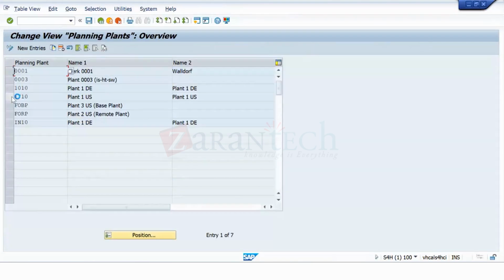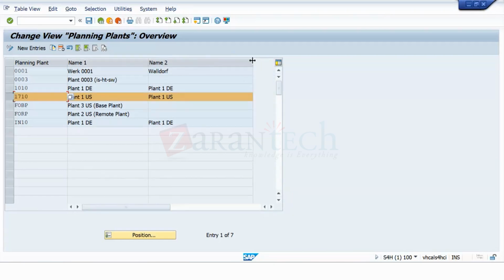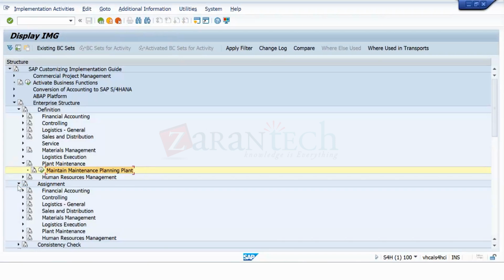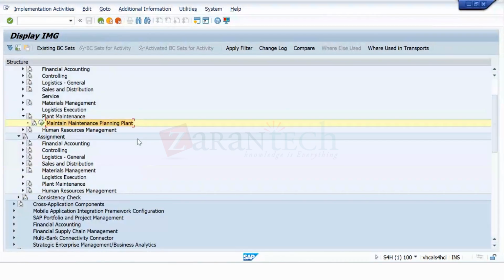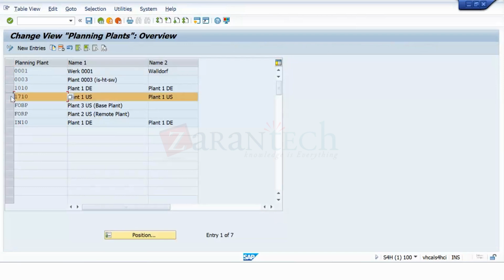So in our use, we have already defined one maintenance plant here, plant 1710. This is the only configuration which we need to do for the plants. The rest of the plant configurations are handled by the materials team. And then we go for the assignment. If we have two plants, one maintenance planning plant and one maintenance plant, then we could have defined two here, not only one. Maintenance plant and planning plant, two things.